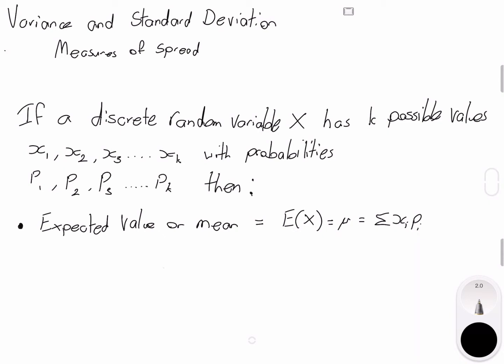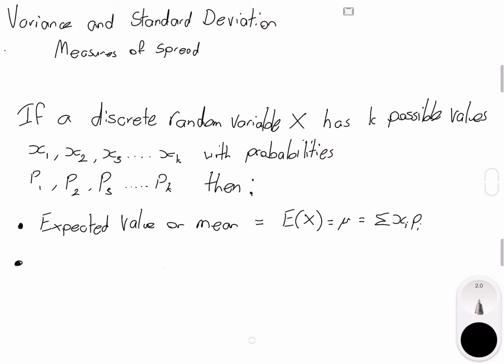So we've got here, if a discrete random variable x has k possible values, so that is x1, x2, x3 up to xk, with the probabilities matching from p1, p2, p3 up to pk, then the expected value or mean, which we looked at in the last video, is given by this formula here.